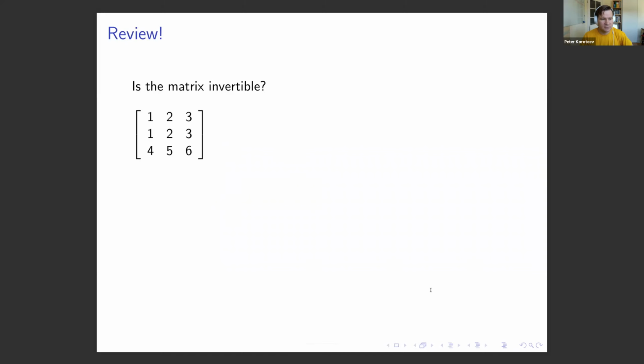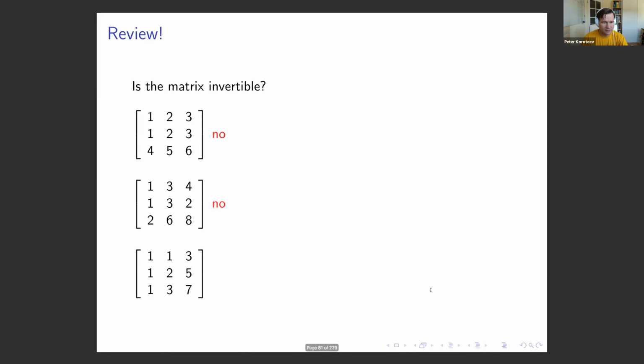How about this? No, because the first 2 rows are linearly dependent; they're equal to each other. This one is a bit more subtle, but you can check here that the third row is a factor of 2 multiple of the first row. So again, they're not linearly independent.